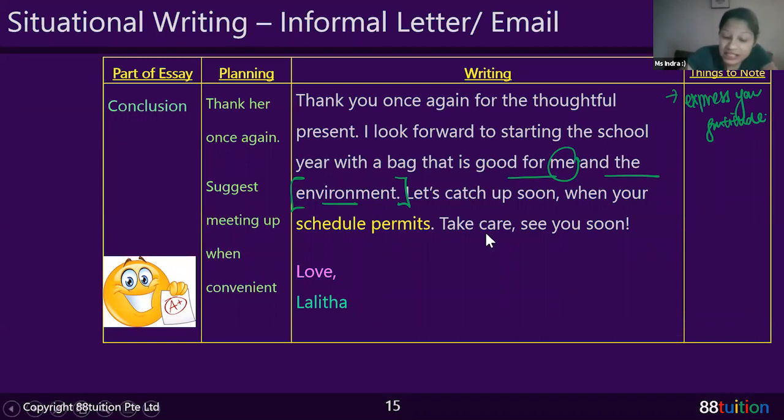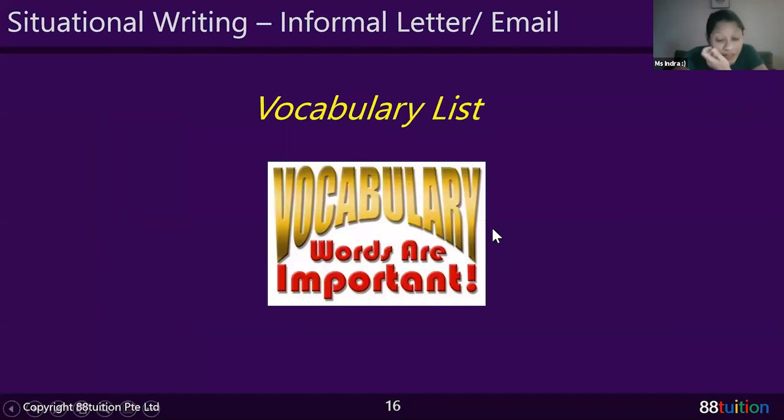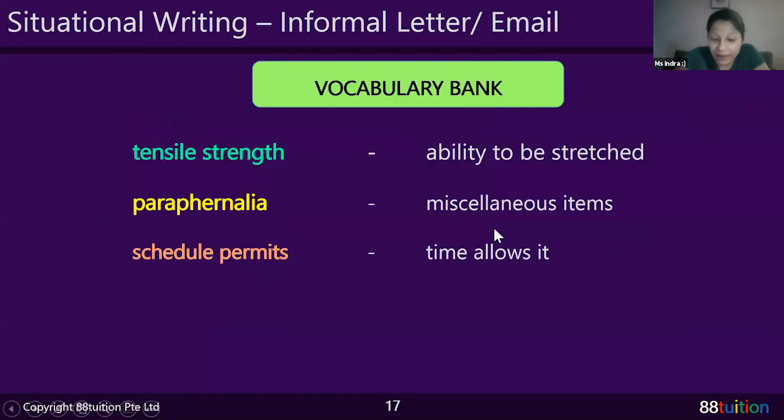All right, students. Now, let's go through a couple of vocabulary because it's a bit challenging, right? Now we've got tensile strength, which means the ability to be stretched. So when you're saying something about tensile strength, you can say that the school bag has a lot of tensile strength, right? It can stretch quite a lot because maybe you've got lots of things. Okay, paraphernalia, basically miscellaneous items. I've gone through that with you. Schedule permits as long as your time allows it, because maybe your auntie is very busy.